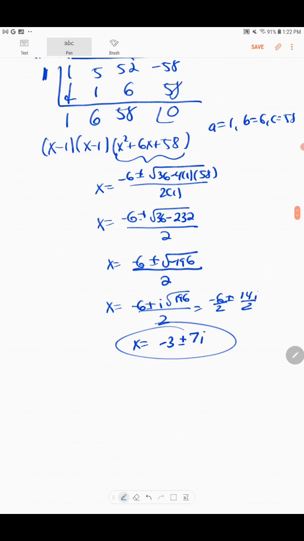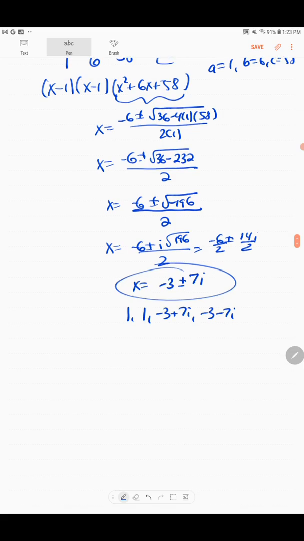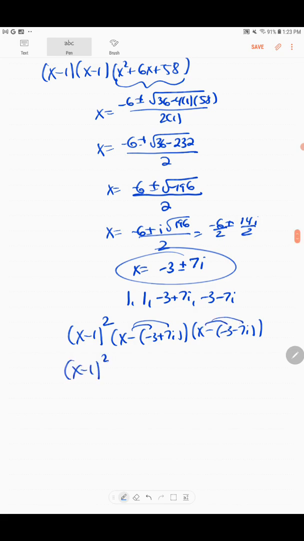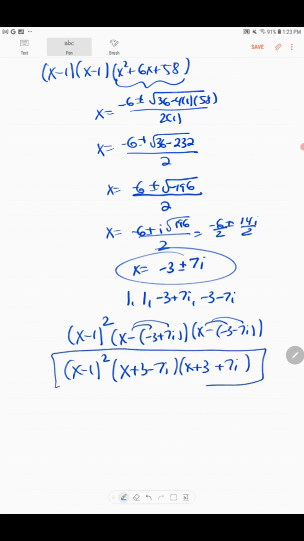Now, if they ask for the zeros, they would be 1, 1, minus 3 plus 7i, minus 3 minus 7i. But if they ask for it in factored form, we'll say x minus 1 times x minus 1, or x minus 1 squared. And remember, it's x minus this 0 and x minus this 0. You can stop there, but I like to multiply this through and get rid of those inner parentheses. So this will be x minus 1, the quantity squared, x plus 3 minus 7i, x plus 3 plus 7i. So this would be the polynomial in factored form.